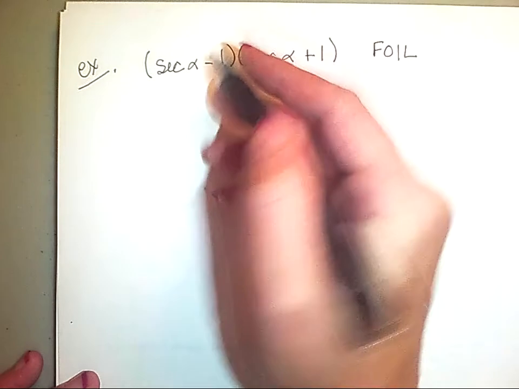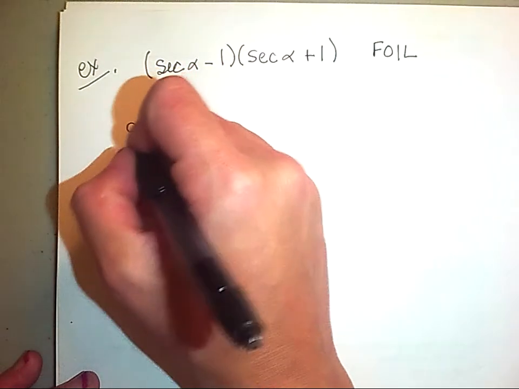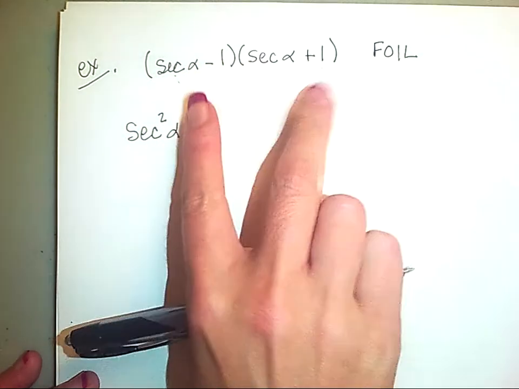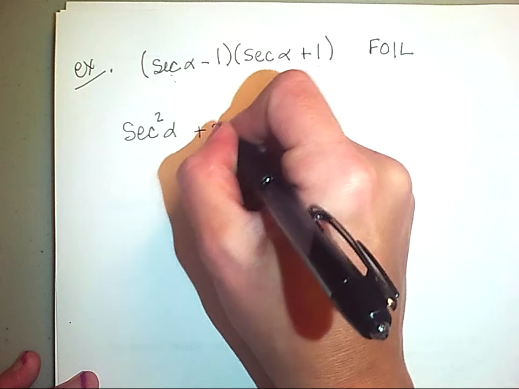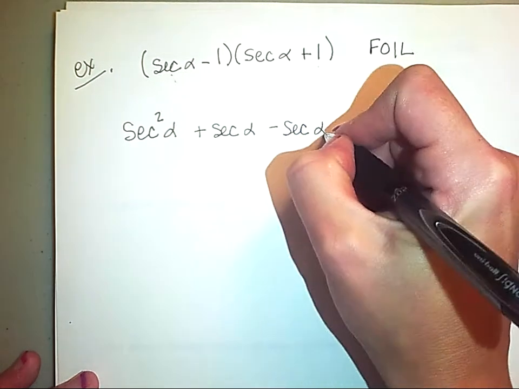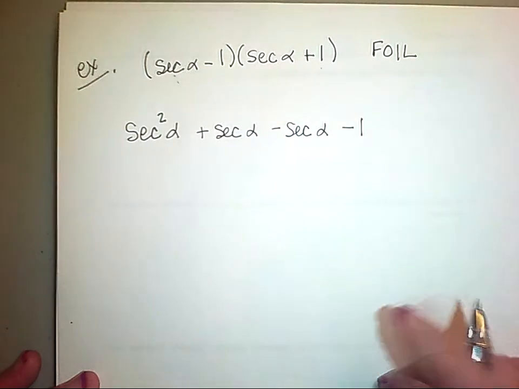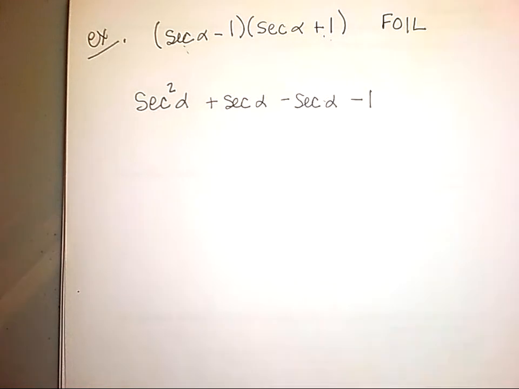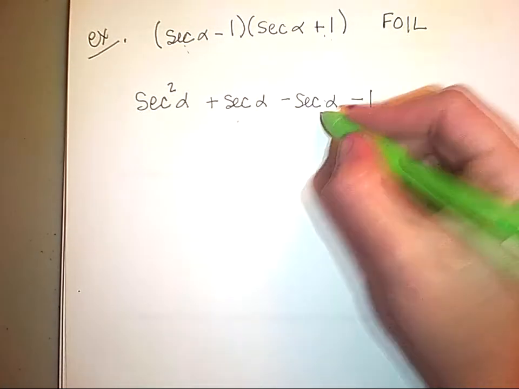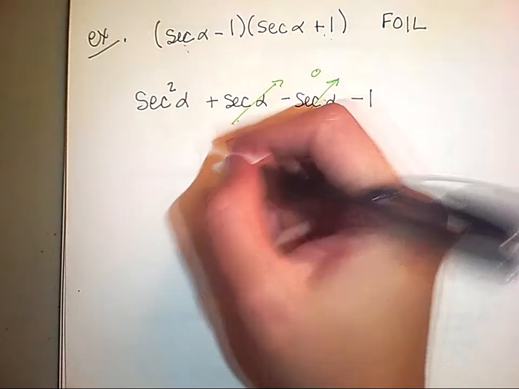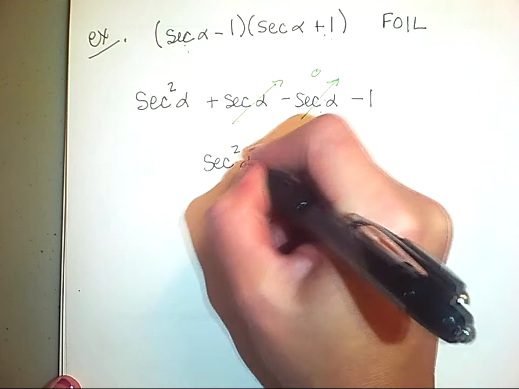Okay. So secant of alpha and secant of alpha becomes secant squared of alpha. Okay. The outers is plus secant alpha. The inner is minus secant alpha. And then last is minus 1. Okay. So these two are equivalent. Now let's use some algebra and simplify this some more. The secant of alpha subtracting a secant of alpha, well, these just go to 0. Okay? So we're just left with secant squared alpha minus 1.